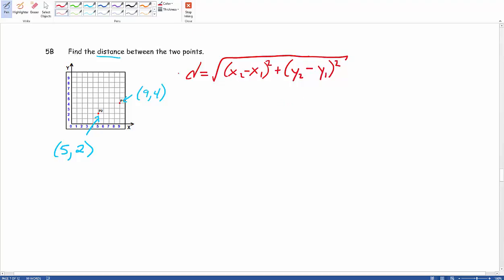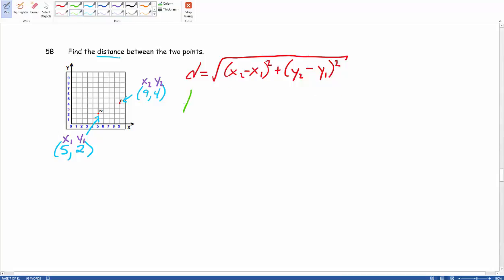Now, when we're looking at our (x1, y1) and our (x2, y2), we have to first identify which one is going to be which. Now, it does not really matter which one is which. We'll just go ahead and call this one our (x1, y1) and this one our (x2, y2). But again, it does not really matter which one is which as long as you are consistent within the formula.